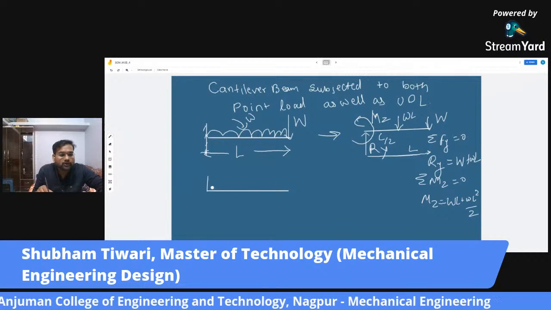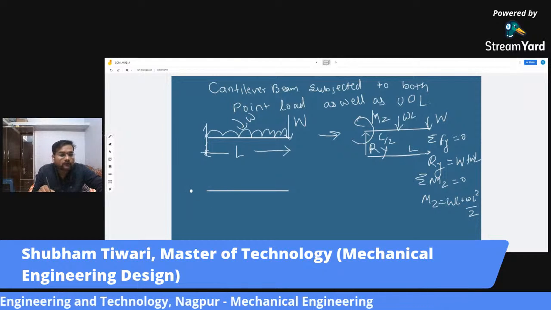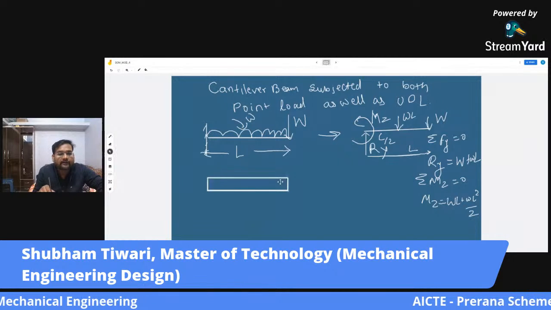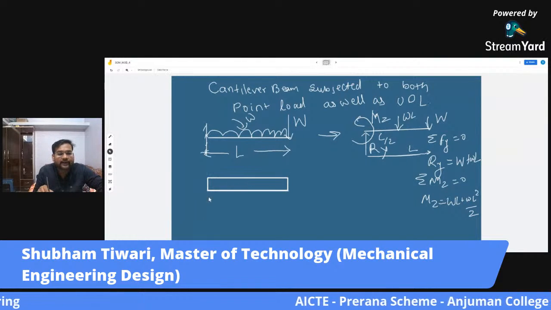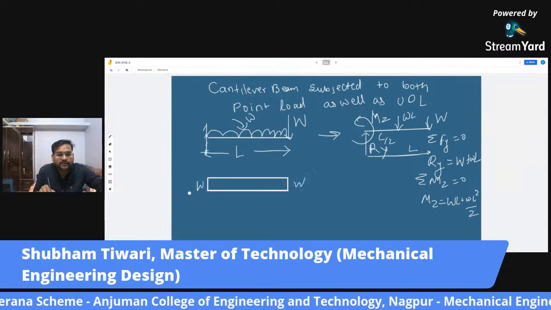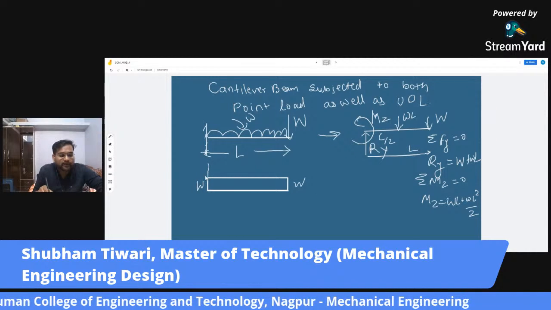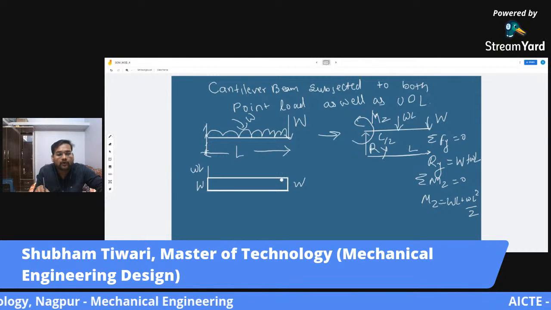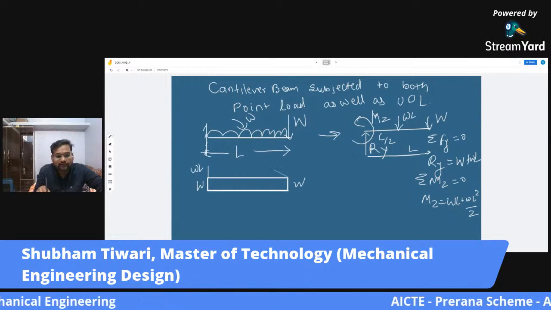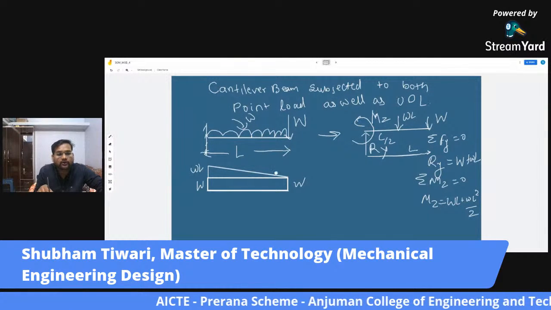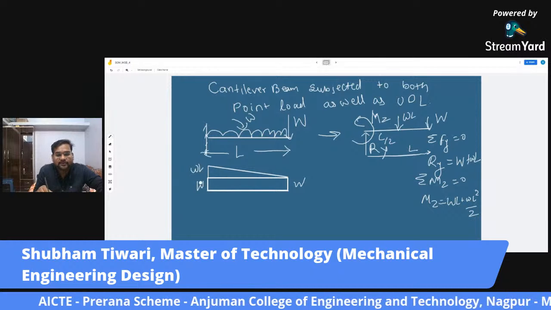For point load, let me draw the diagram first. So this is the diagram for point load, nothing but a simple rectangle. What is the magnitude here? The magnitude is W, plus there is this additional uniformly distributed load. What is its magnitude? Magnitude is W into L, and since it's a rectangle, now the degree will increase by 1, and this is how it will look. This is WL and this is W.